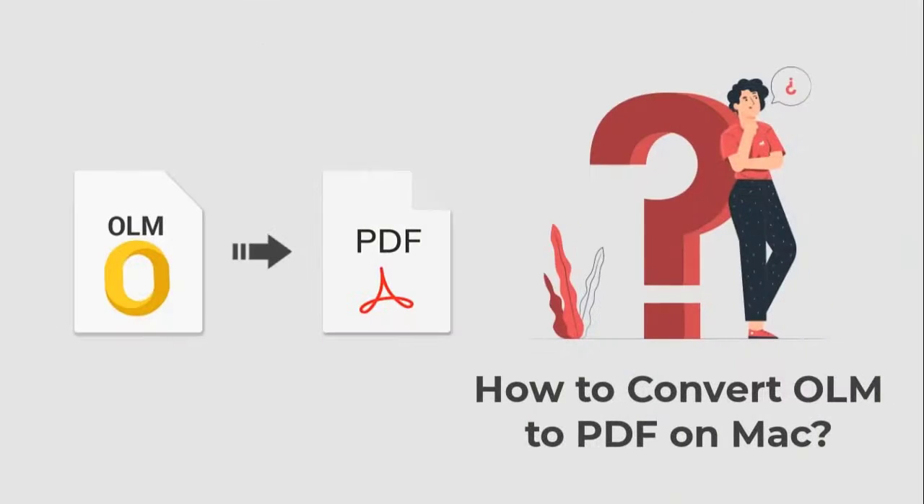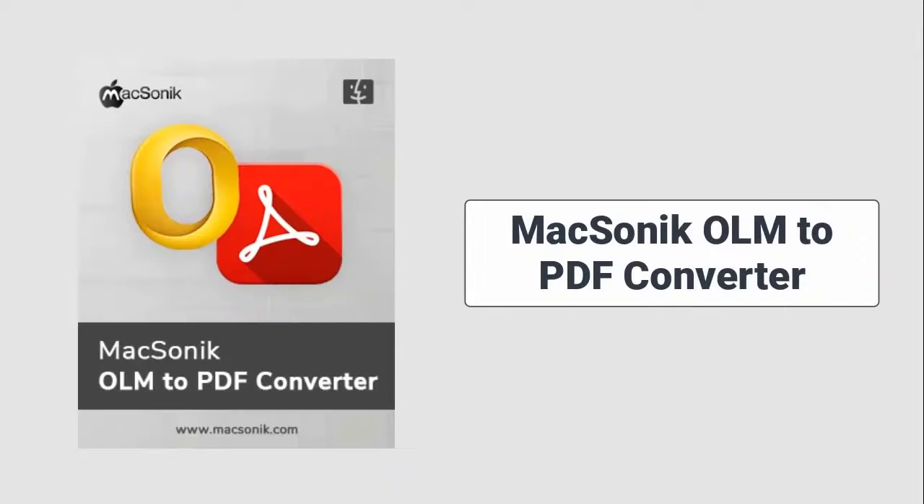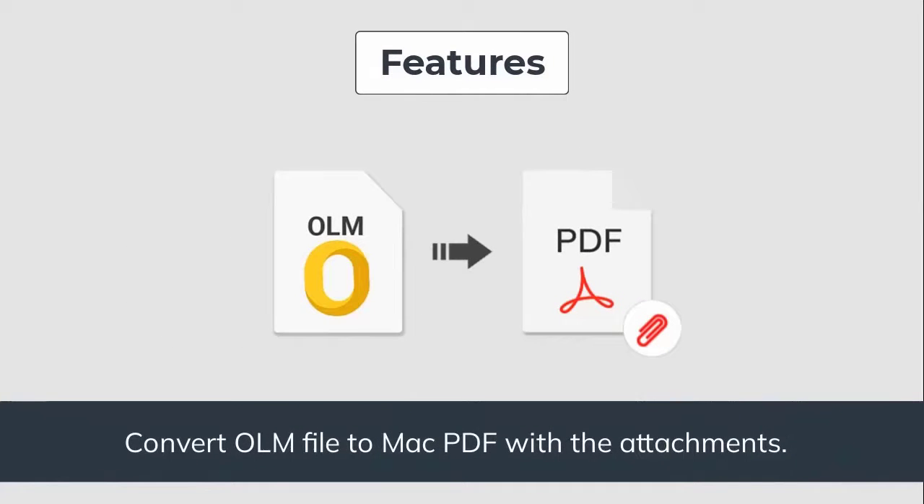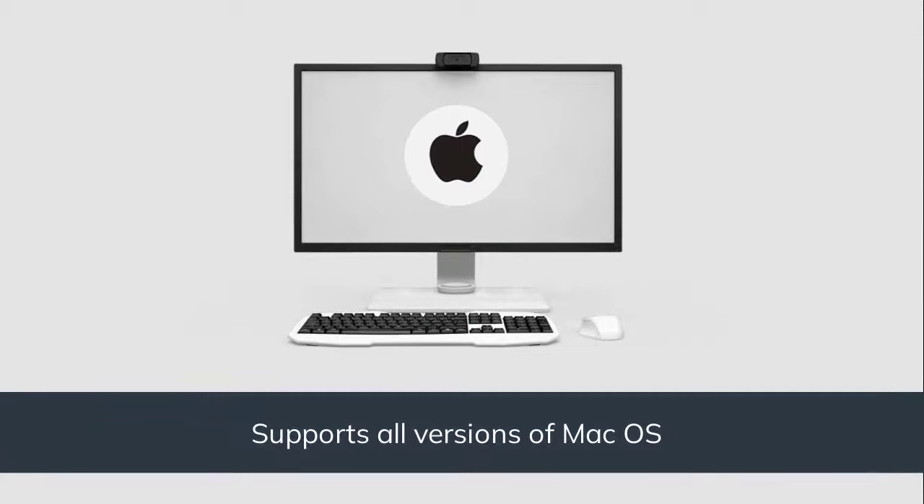If you are looking for a solution to convert OLM file to PDF on a Mac system, then you can go for the macOS OLM to PDF converter. It allows the users to convert the OLM file to PDF with attachments and by maintaining the data integrity on a Mac machine. It supports all versions of Mac operating system, macOS 10.8, 10.9, and above versions, and runs effortlessly.